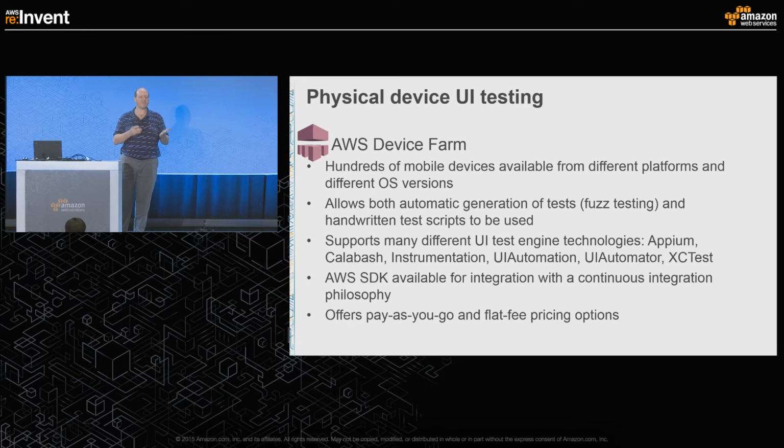And then they have two different types of tests that you can create. One is fuzz testing, which is almost like a monkey just clicking and typing and trying everything out that it can find on your screen. That's if you don't want to write the test yourself. But of course, you can also write the handwritten test like Appium, as I just discussed. And then, as I mentioned, you can use the AWS SDK or the command line interface to integrate it with anything, with the build system, for example.